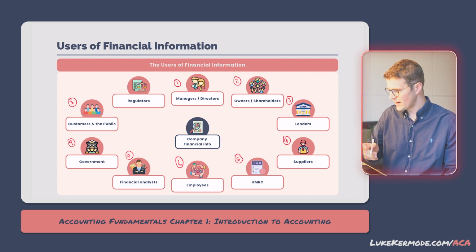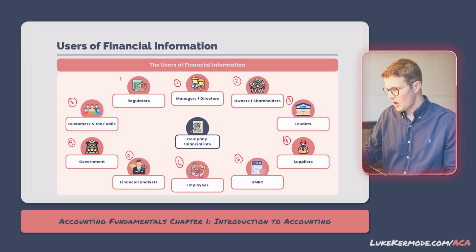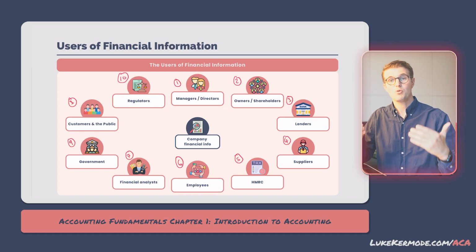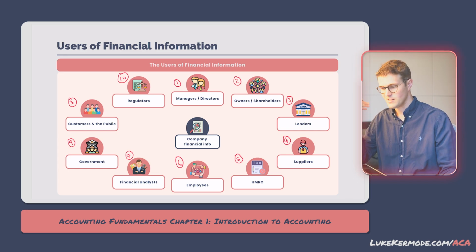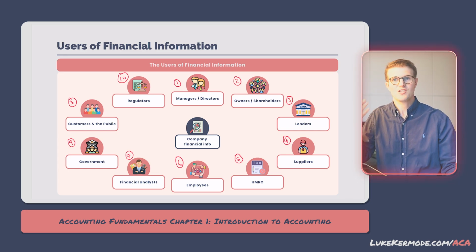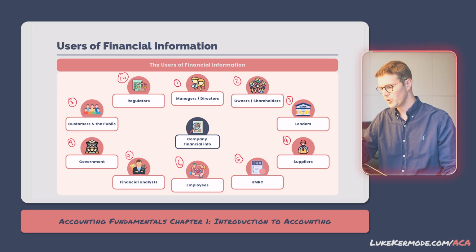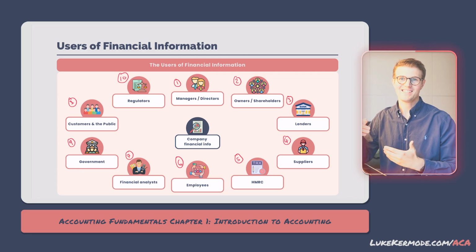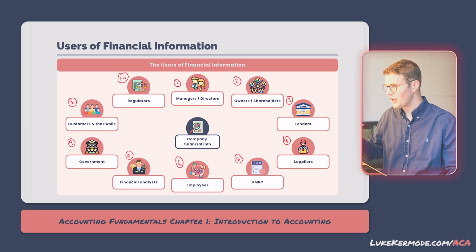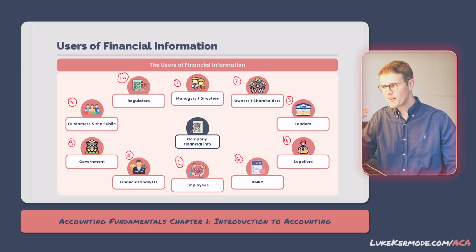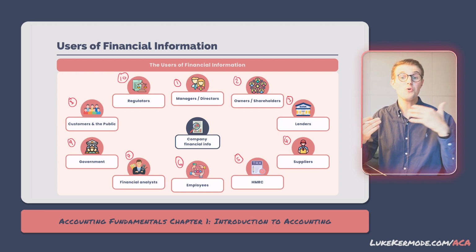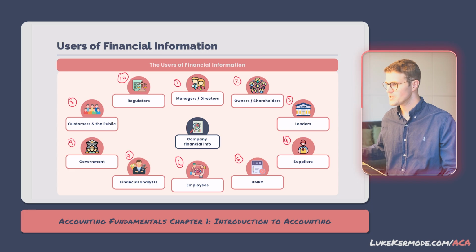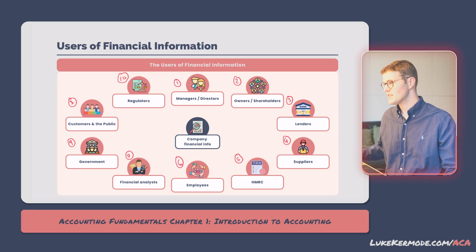And then finally, the public and regulators are also increasingly interested in how businesses and their activities impact broader society. This includes everything from job creation to their impact on the environment. So regulatory bodies are using financial statements to make sure that businesses are following the rules and acting lawfully. So as you can see from this slide, financial information serves a wide variety of purposes. Understanding who's using it and why is a key step in learning how accounting supports better business decisions and creates public trust.